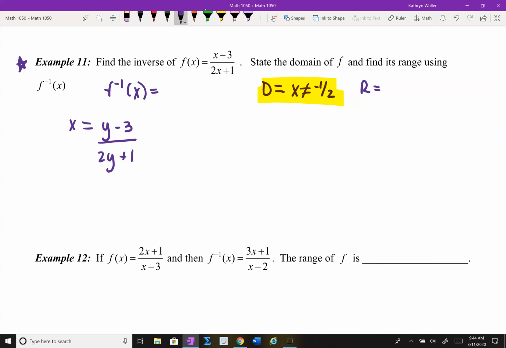Now I'm going to put a 1 underneath the x. I'm going to cross multiply, and I'm going to distribute. When I do that, I get 2xy plus x equals y minus 3. Now I want everyone to freeze right here.